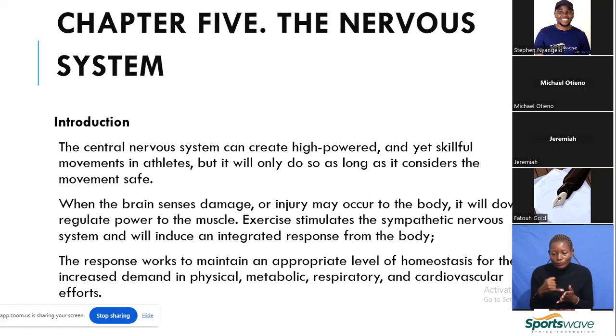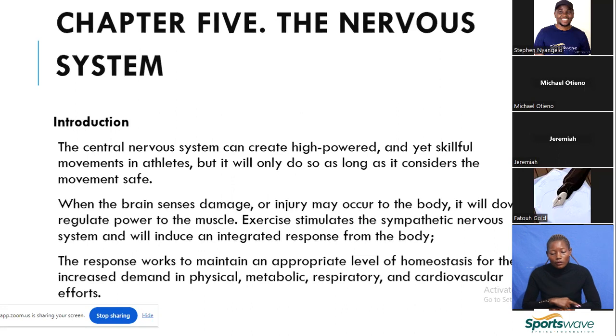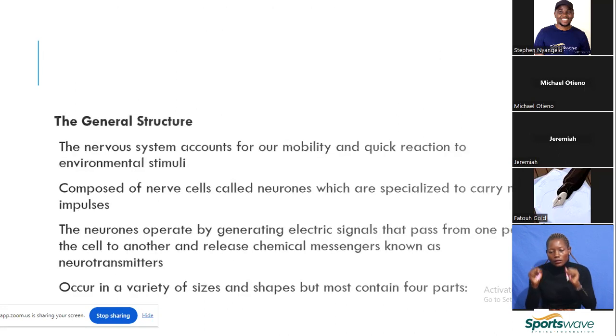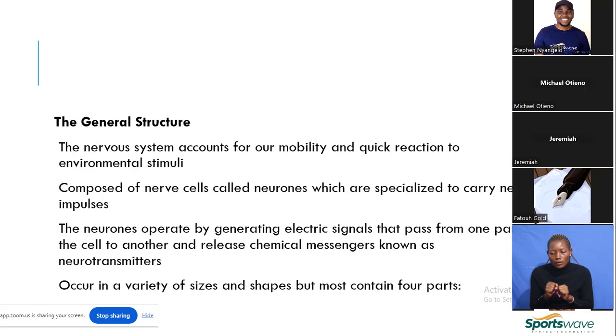either contract or relax. So the nervous system is just a messenger system which deals with the stimulation of the nerves, and it always starts, everything starts from the brain, and the brain sends a message to the effectors, the muscles, to contract or relax. So the nervous system is a support system, and the general structure, again, I've given it there.